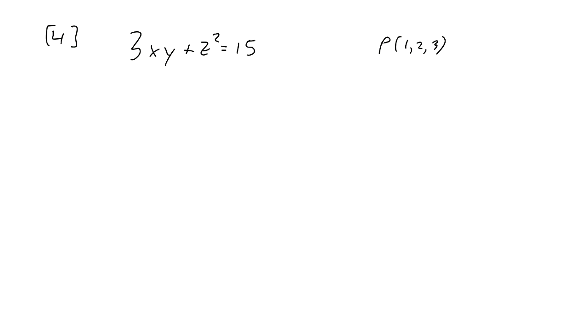So notice here that the surface is already written in the form f of x, y, and z equals a constant. In some problems it might have said 15 minus z squared and you have to move the z squared over to the left. But here, notice that all the variables are on the left side already. So if I want to find my perpendicular vector, I can just take the gradient of f.